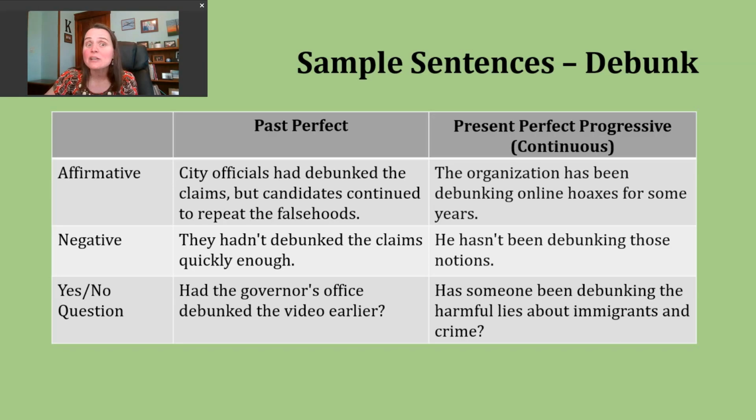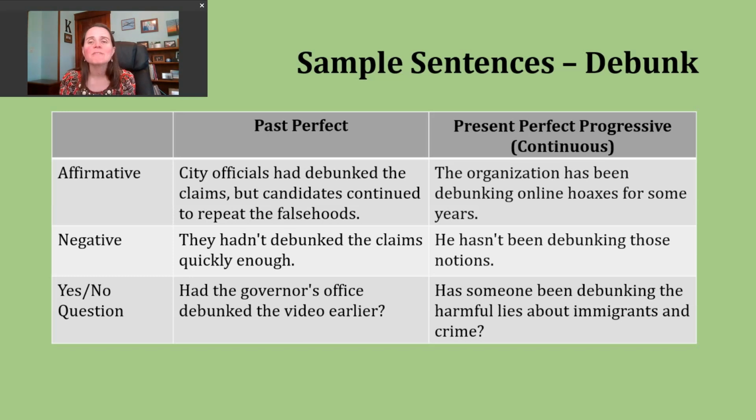Now let's look at making a yes or no question in the past perfect. To do this, start with had, then you're going to have your subject, and then the participle form of the verb. Here's another example. Had the governor's office debunked the video earlier? Right? So here, maybe we're trying to understand the timeline of when certain things occurred.